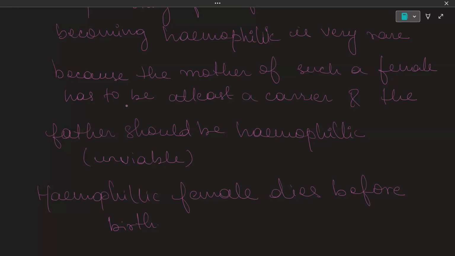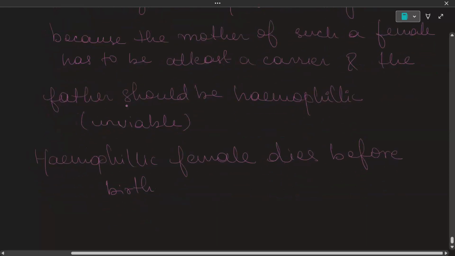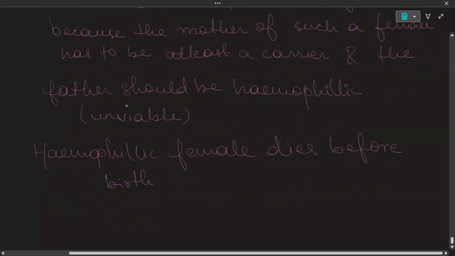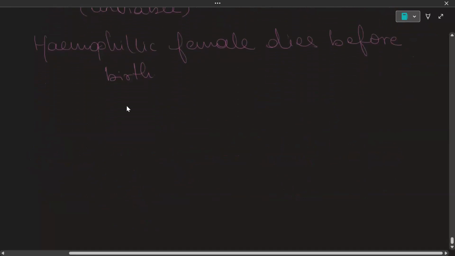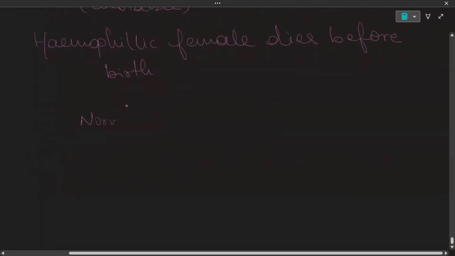So that was about hemophilia. Is it clear? Any doubt? Talking about hemophilia, if a normal man marries a girl who is a carrier for hemophilia, what would happen?